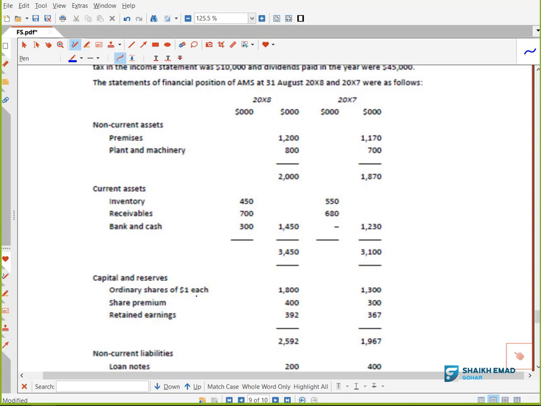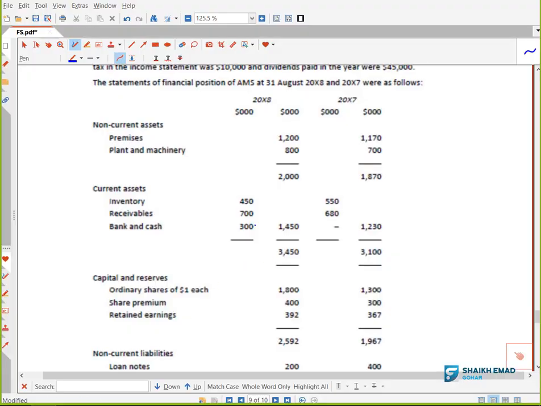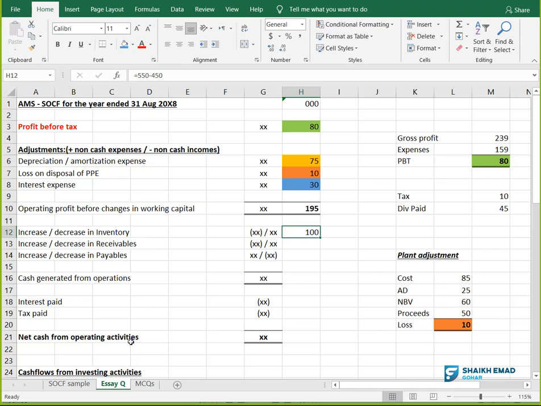How much? 550, 450. So basically 550 minus 450, 100. I need positive, right? Because this is a decrease in inventory, it means an increase in cash. Receivables: 680, 700. Minus, because receivable is going up. Increase in receivable, decrease in cash. The logic I already explained before, in the previous video.